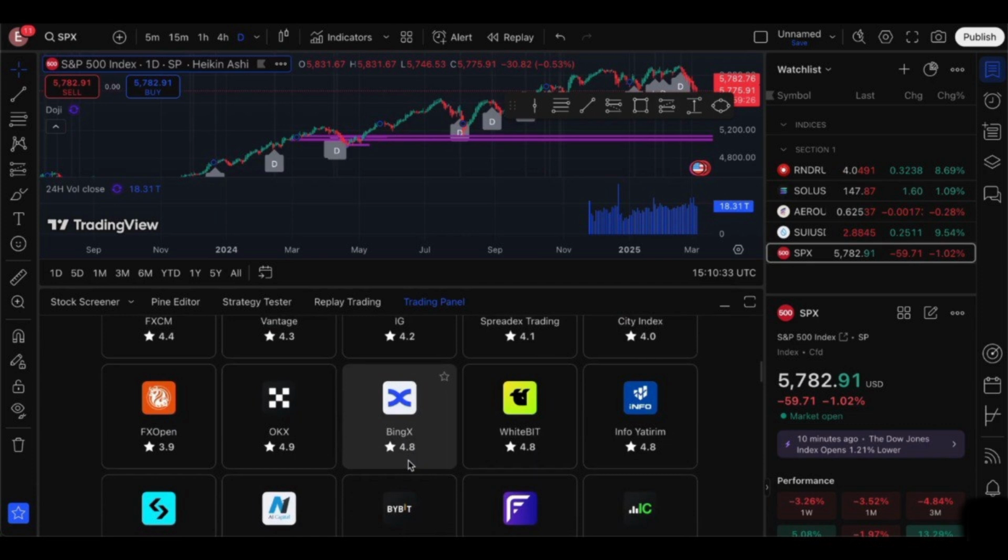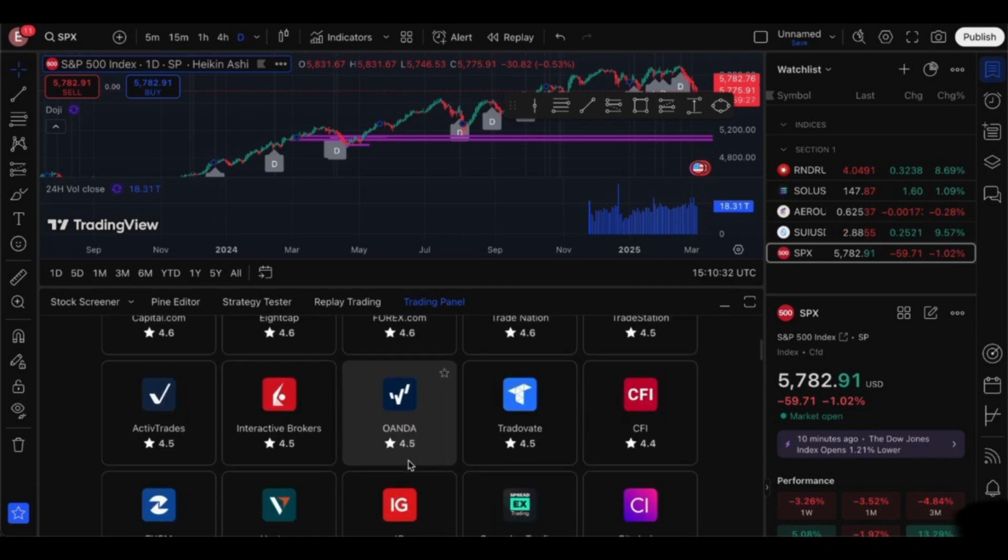You'll see all the advanced TradingView tools for technical analysis right there. This lets you analyze prices and trends without leaving Trading 212. And that's it. That's how to connect Trading 212 to TradingView.